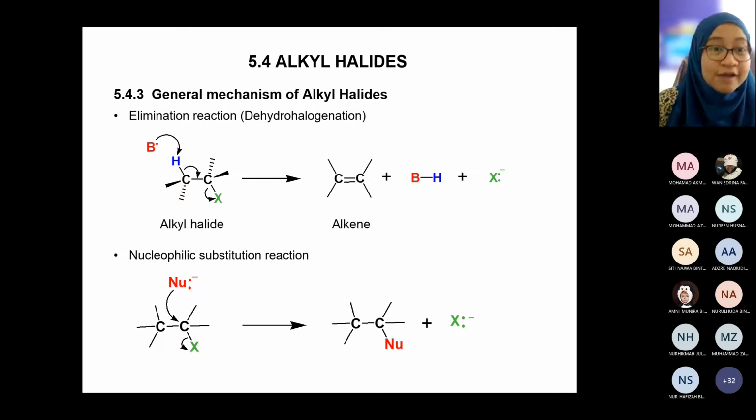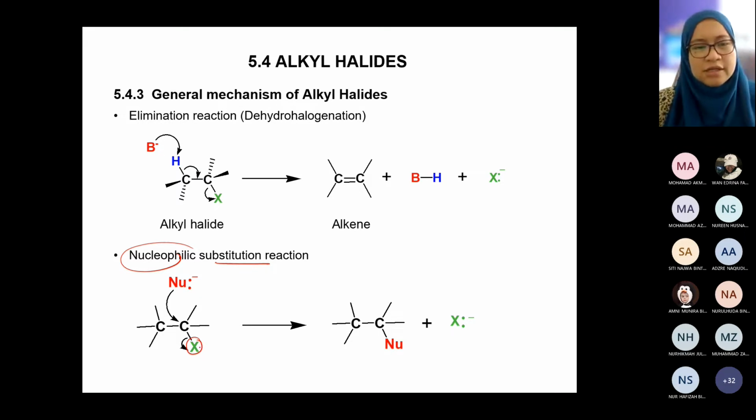Okay. Then with nomenclature letak tepi. Next, let's move on to reaction. Okay. So general mechanism of alkyl halide. Like I said just now, kita boleh predict the type of reaction that alkyl halide undergoes. So basically, alkyl halide undergoes substitution. But to be specific, it should be nucleophilic substitution. Okay. Maksudnya, we want to replace this halogen with something else lah.